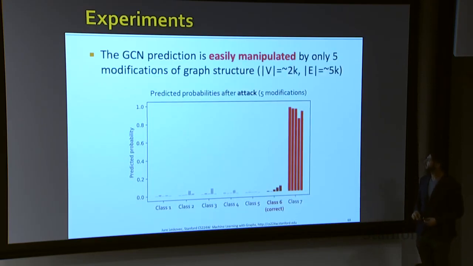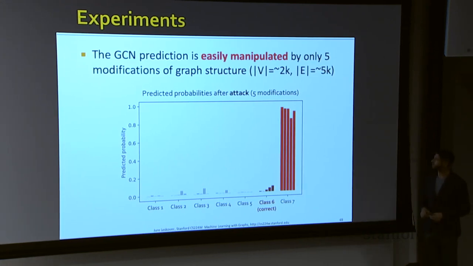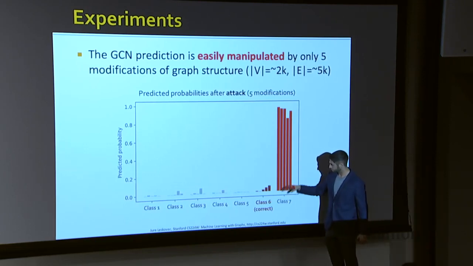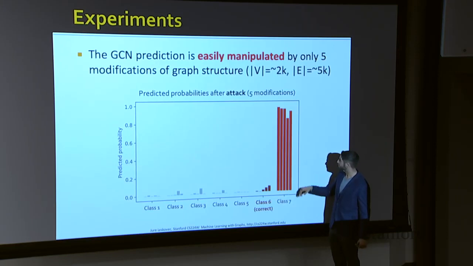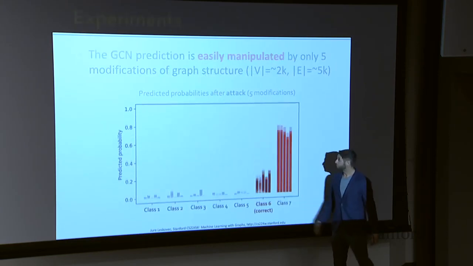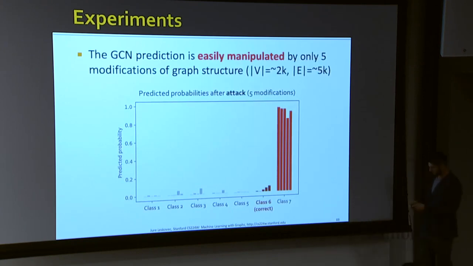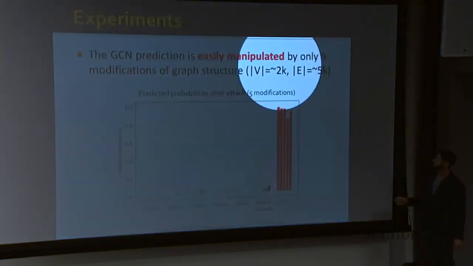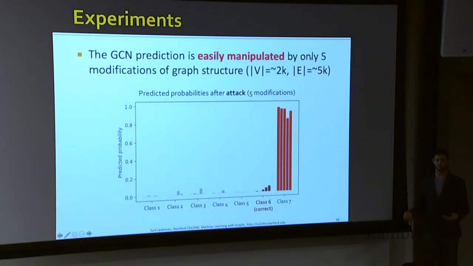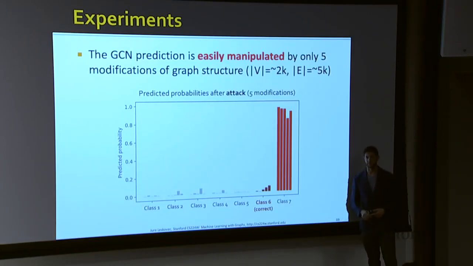So that's how it looks by applying only 5 modifications to the graph structure. This is exactly how it's going to look. We can switch from class 6 to class 7. As you can see, our margin is even much bigger than before. And it's also interesting to notice that this is not a small graph by far. You could think, okay, these are 4 modifications on a graph that has 50 nodes, like a molecule. But it's a graph with more than 2,000 nodes and 5,000 edges, okay?